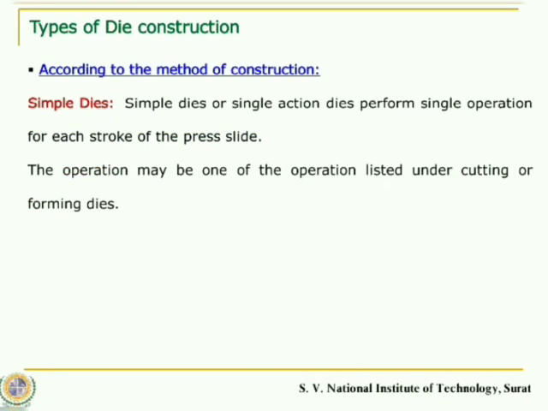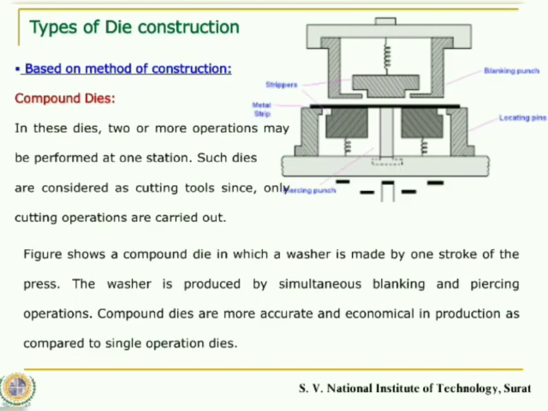The operation may be one of the operations that we have listed under the cutting die or the forming die. The most widely used type of die is the second type, which is named compound dies. In compound dies, two or more operations are performed at one station during one stroke length. These types of dies are also considered as cutting tools because they carry out cutting operations.